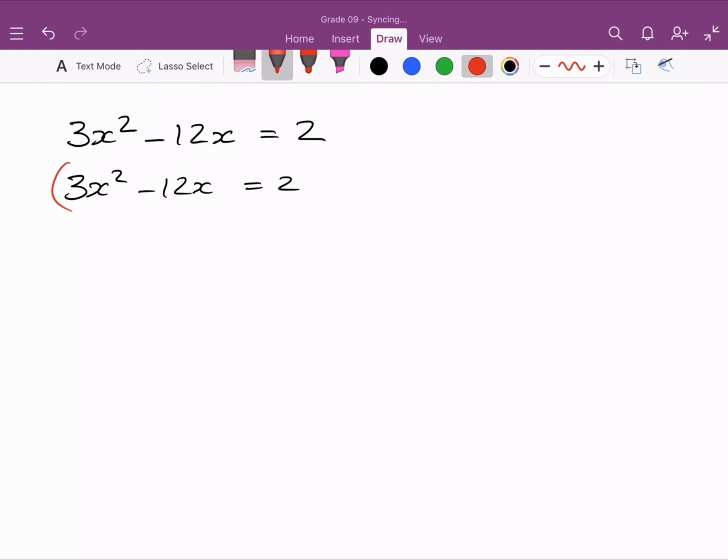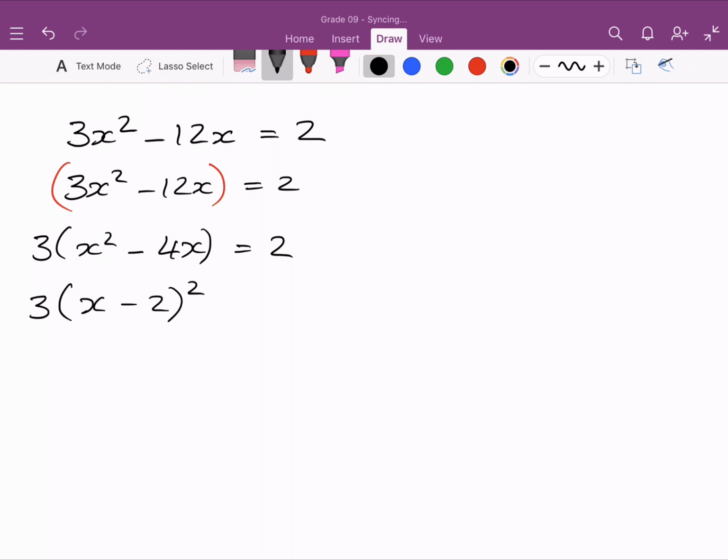And don't forget the parentheses. Now use the colors that I'm using, use highlighters to help you. It can make your life that little bit easier. Now remember, we've got a number in front of the x squared, so let's get that outside. So that's 3 times x squared minus 4x, and that equals 2. Then we can have 3 times x minus 2 all squared, and we're going to have to put something in here, and that's going to be equal to 2. So let's work out what our something is.